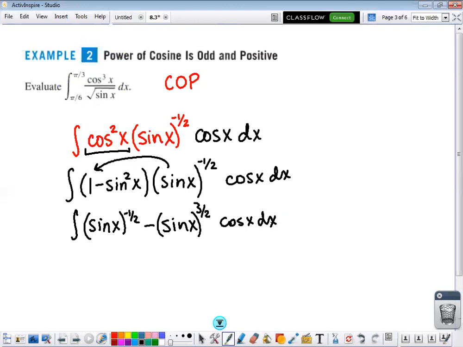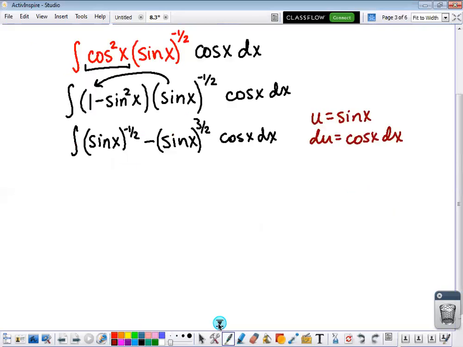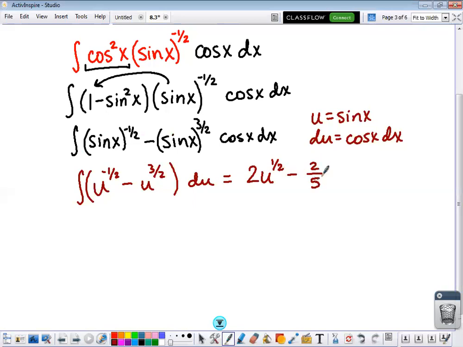So as you can see, you would let u equal sine x. du is cosine of x dx, which is exactly what we have. So we are going to be integrating u to the negative 1/2 minus u to the 3/2 du. All right, using your power rule, we add 1 and divide by the new exponent. So that's going to be 2u to the 1/2 minus 2/5 u to the 5/2. All right, so we don't have a plus c this time because it's a definite integral.